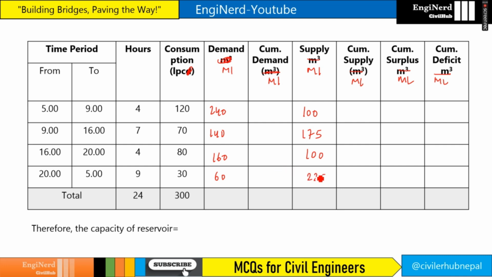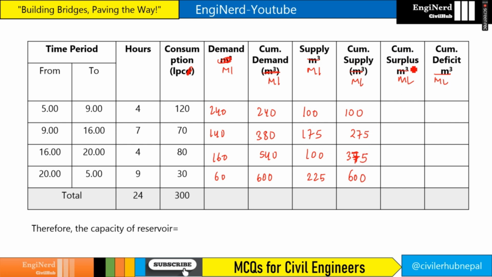So let's find the cumulative demand. The first one is 240 itself, and 240 plus 140 for the next, 380, and plus 160 it will be 540, and plus 60 it will be 600. And for the cumulative supply part, it will be 100 first, right? And then 100 plus 175, it will be 275. And plus 100, 375. And for the next part, plus 225, it will be 600, right?